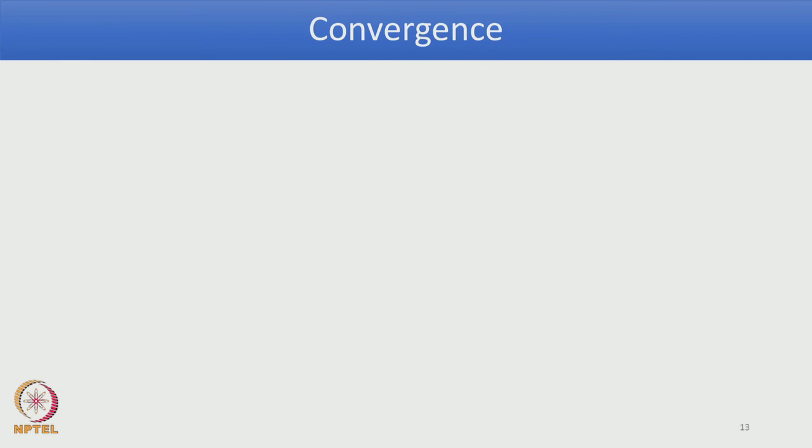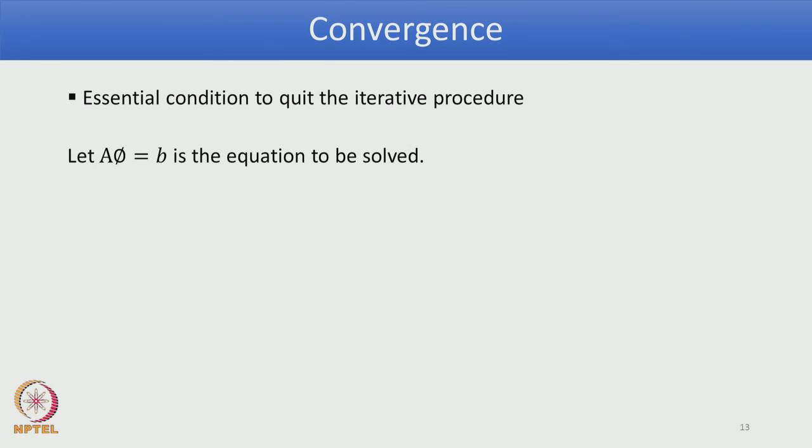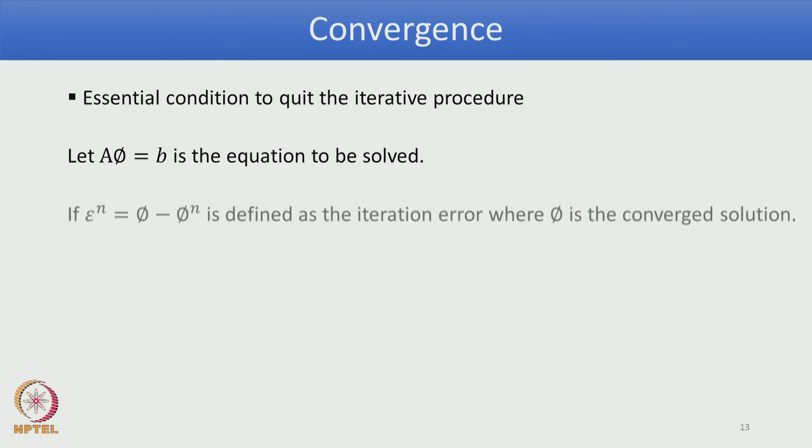Now, we will take the next criterion, what is known as convergence. This is an essential condition for any iterative procedure, to decide where to quit the calculation. Let us say we usually end up with an algebraic equation which is given here as A into phi equal to B. This is a set of equations that will be solved. A is a coefficient matrix, phi is the variable which you are interested in, and B is a known coefficient which is on the right hand side.